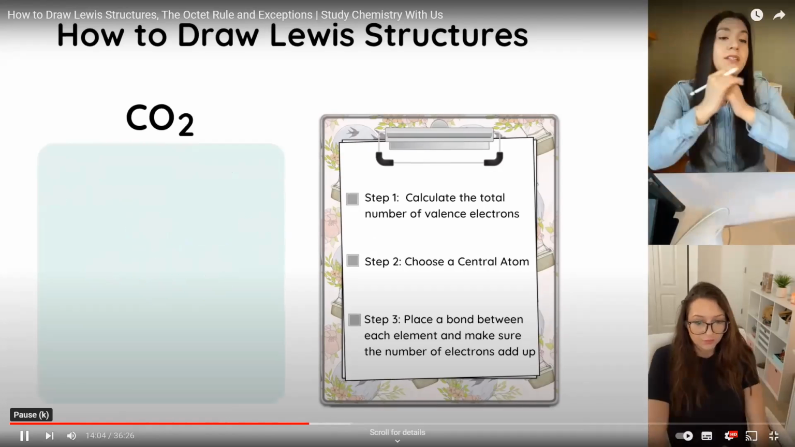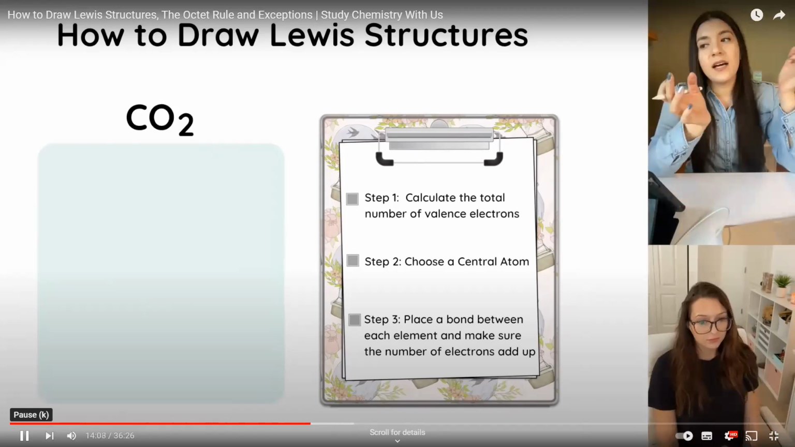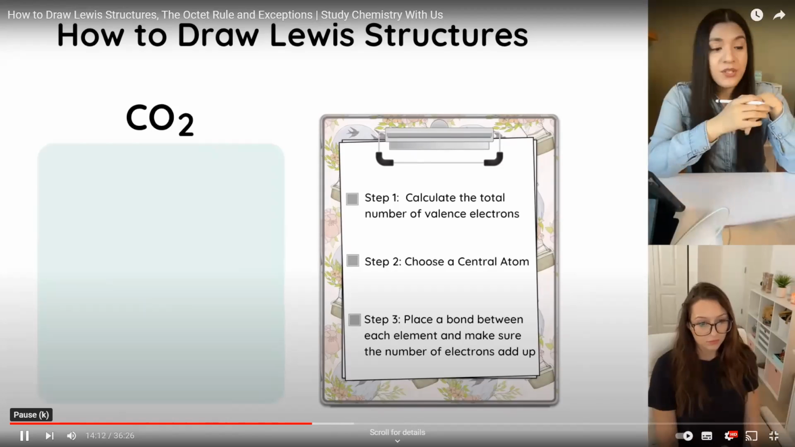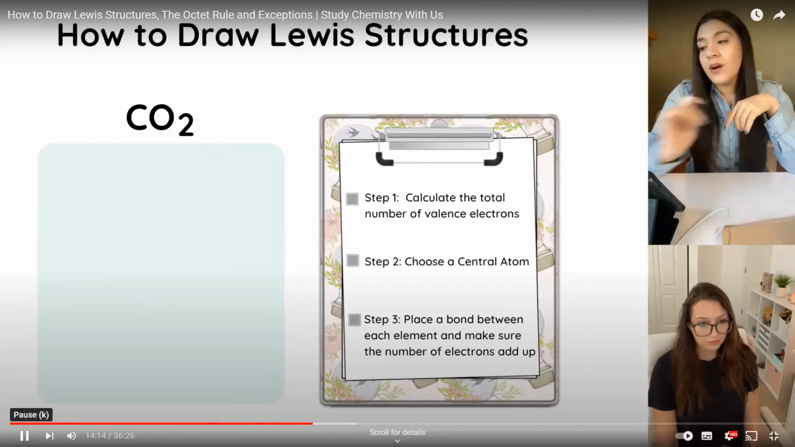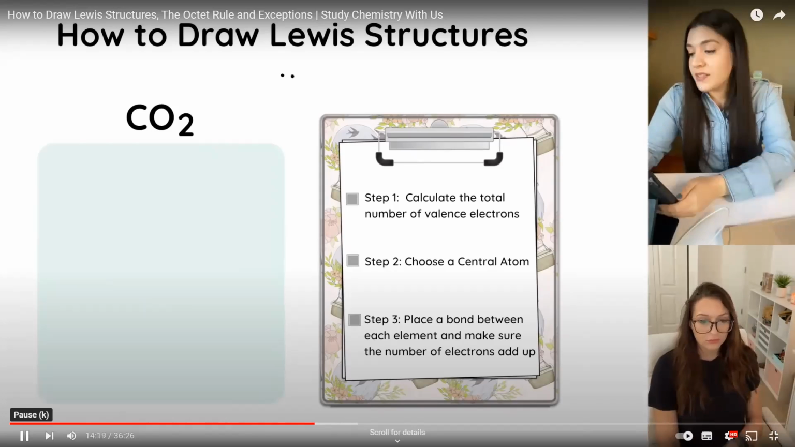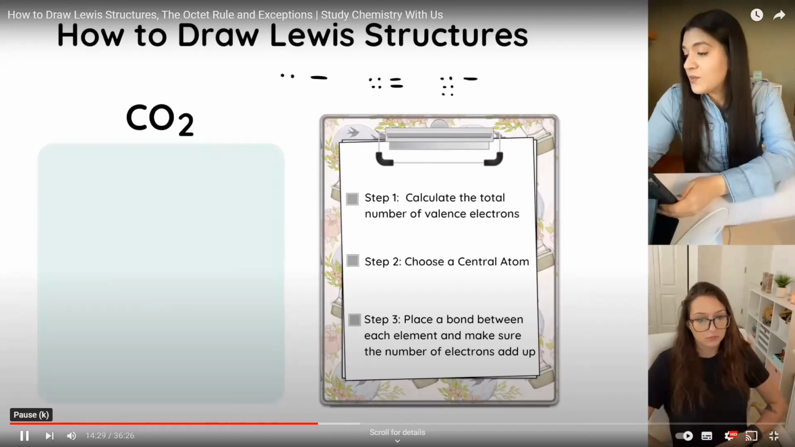All right, so we saw that we can put lone pairs on the central atom. And now we're going to go into the different types of bonds. Just recall that when 2 electrons combine, that forms a single bond. When 4 electrons combine, that forms a double bond. And when 6 electrons combine, that forms a triple bond.